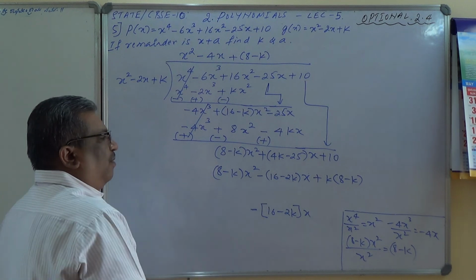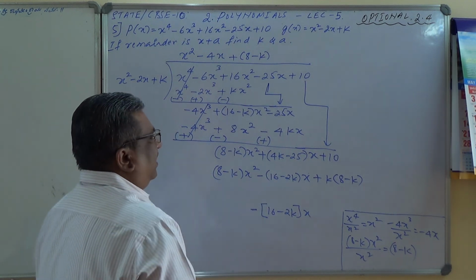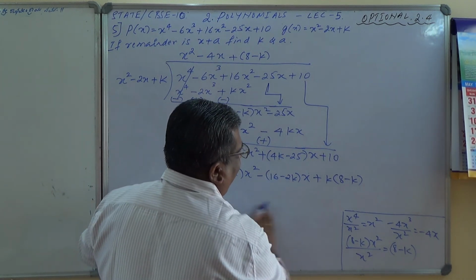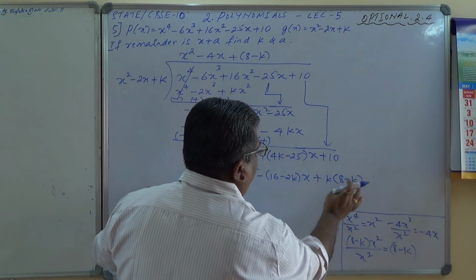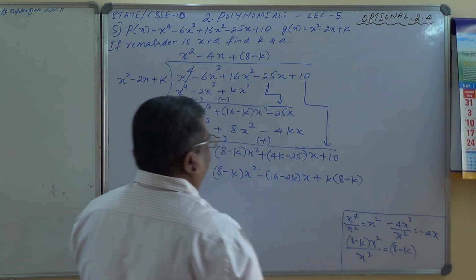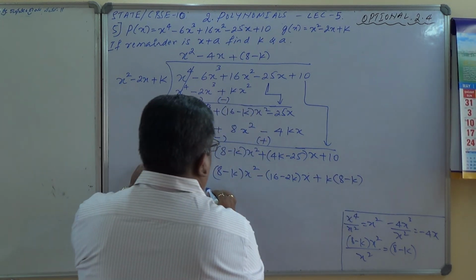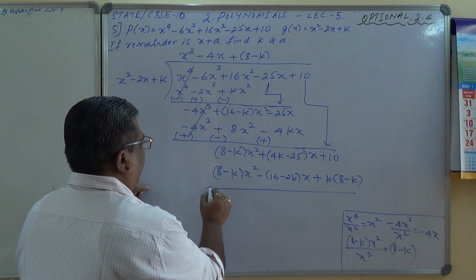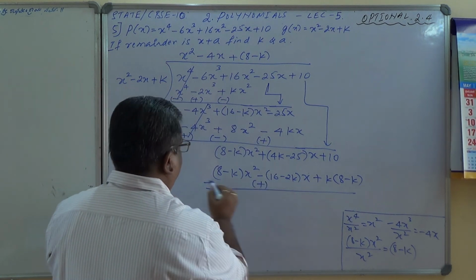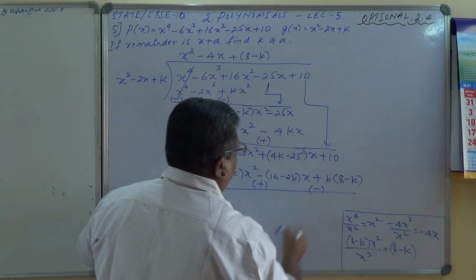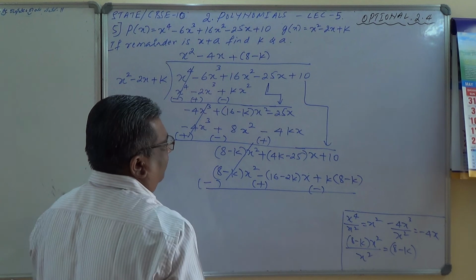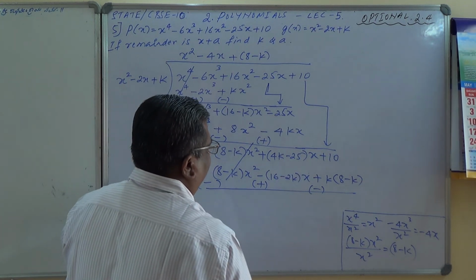Even a little more modification I can do, but let it be as it is. Let me check. If something is required, I will further modify. And this is 10 plus k into 8 minus k. Let it be there as it is. Okay, so let us see what happens here. Minus, plus, minus. This will cancel.